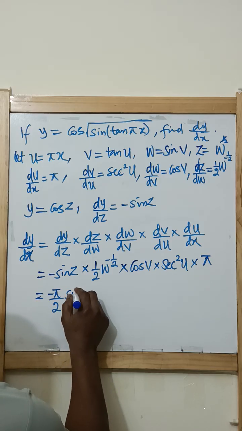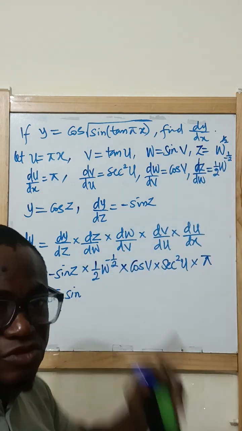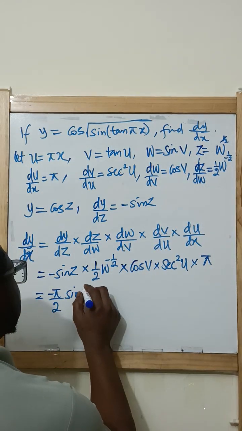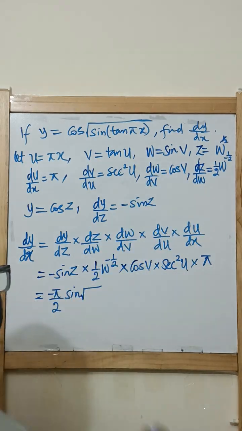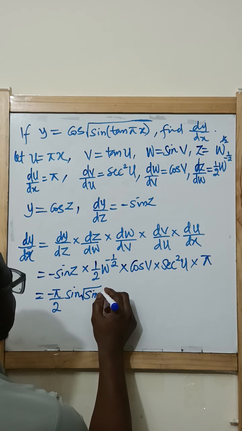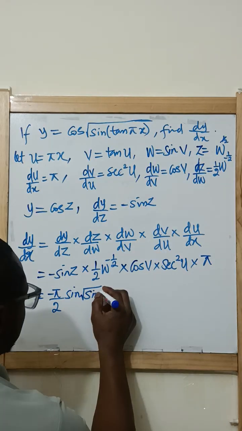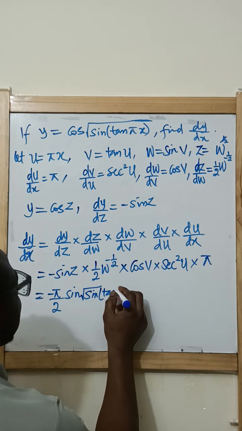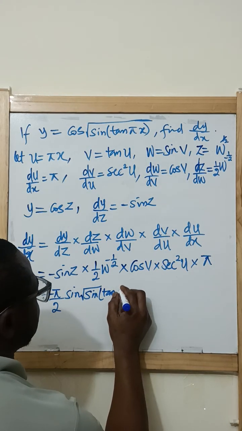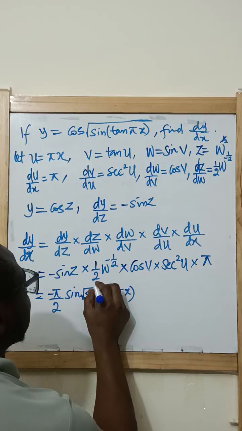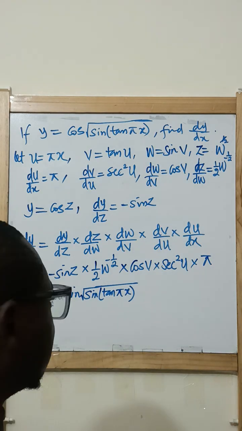Then sine of z. What is z? z is the square root of w. But what is w? w is sine v. But what is v? v is tan u. But what is u? u is pi x. This is how we go about replacing those letters that we introduced.